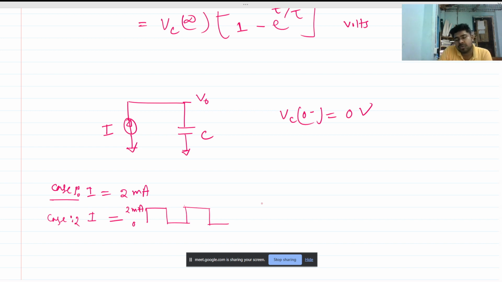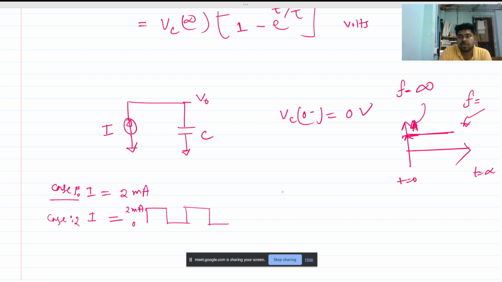Now, I know you have learned these things. Let this be a step. This is t equals 0, and this is t equals infinity. So we know that at t equals 0, the circuit feels infinite frequency, which is the initial condition, and at steady state the circuit feels a frequency of 0. Now, at t equals 0, if the frequency is infinite, then the capacitor acts as a short circuit. At t equals infinity, the frequency is 0, so the capacitor acts as an open circuit. We know this from the basics.